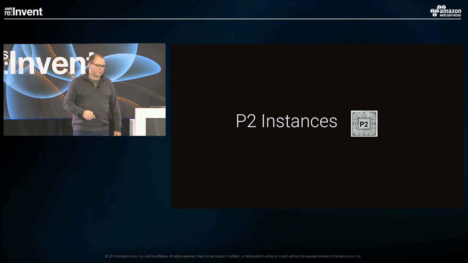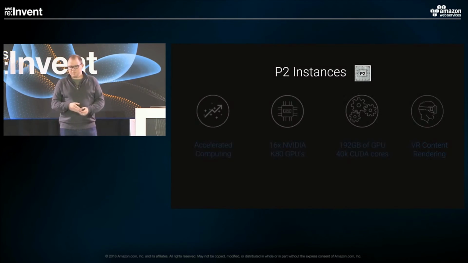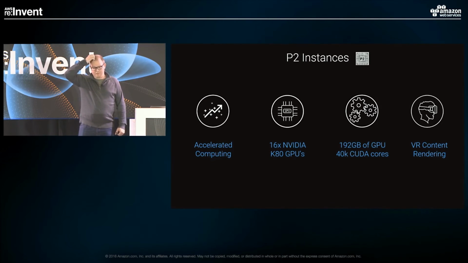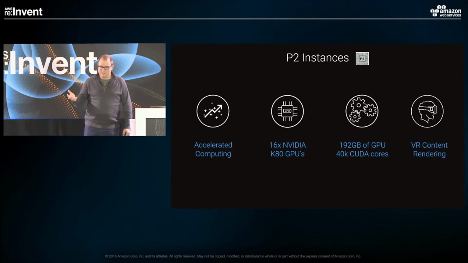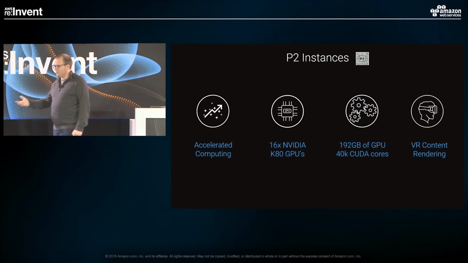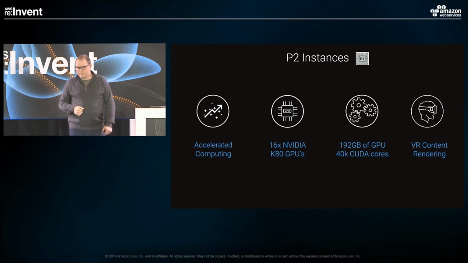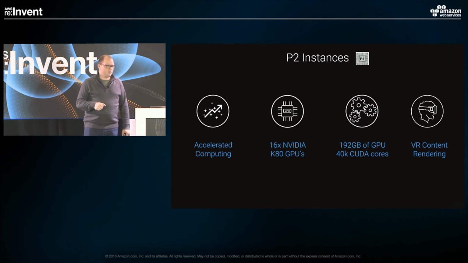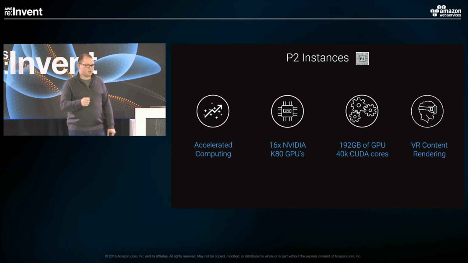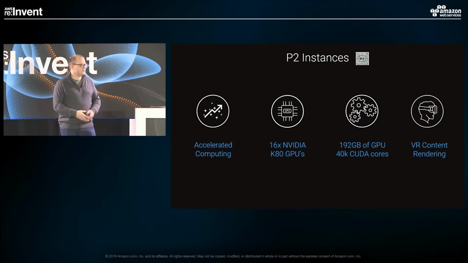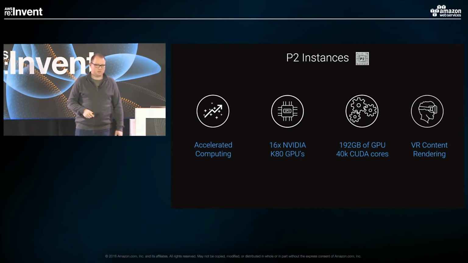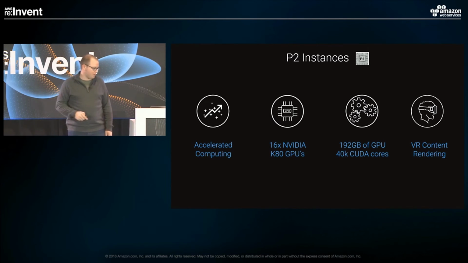We also more recently announced P2 instances. These are much more powerful. They're really our new instances for what we call accelerated computing. They have 16 NVIDIA Tesla K80s, so they're much more current GPUs, and up to 40,000 CUDA cores and 192 gigabytes of GPU memory. We see a little bit of use for these for 3D and VR rendering, but they're actually much more used for floating point calculations, deep learning, and high performance computing. I just wanted to touch on them briefly because we do see some uses for VR content rendering as well.